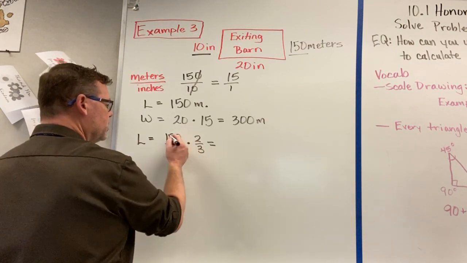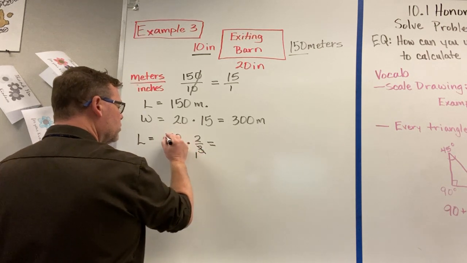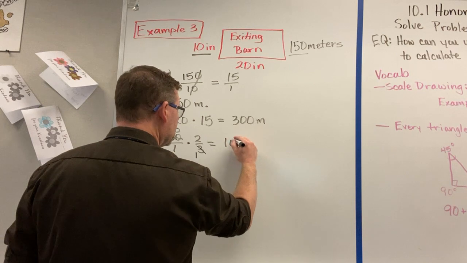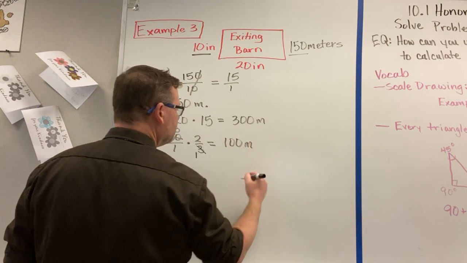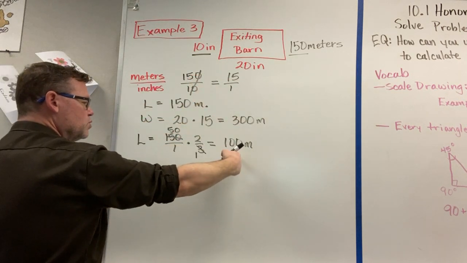So in other words, 3 and 150 can both be divided by 3. 3 divided by 3 is 1. 150 divided by 3 is 50. We find out that the length should be 100 meters. See how the length changed from 150 meters to 100 meters.